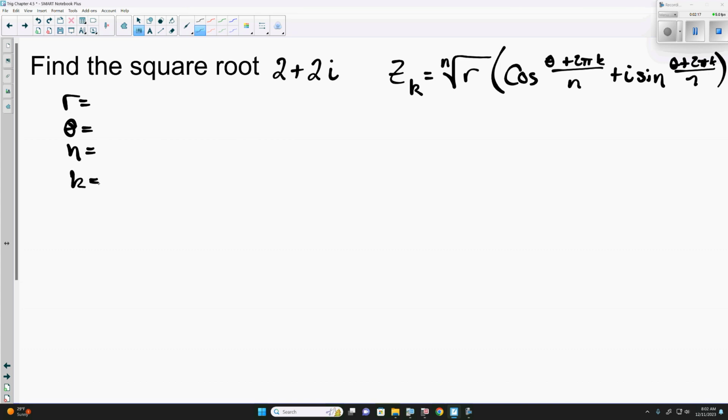Well, n was given to us because we're finding the square root. So n is 2. Values of k: we start with 0 and go up to n minus 1. So we start with 0 and then 1, because 2 minus 1 would be 1. So we just have these two roots. Now the two things we need to find, one is r. r is equal to the square root of a squared plus b squared. Our a value in this case is 2. Our b value in this case is also 2.